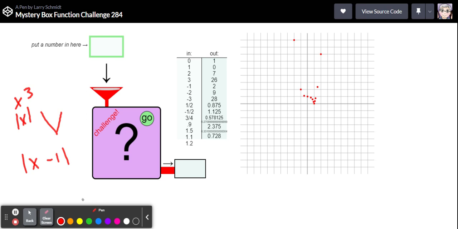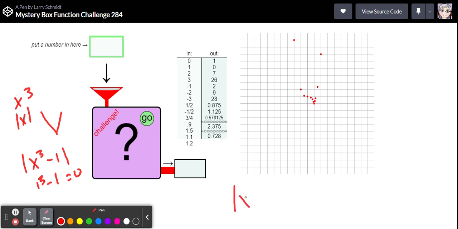Is it that cubed, or is it x cubed minus 1 and then take the absolute value? Let's try this first. So if I put in a 1 here, that would be 1 cubed minus 1. That would be 0. And we take the absolute value of that, of course, it's still 0. And if I put in a 0, it would be a -1, take the absolute value of that, and it would be a +1. So that makes sense.